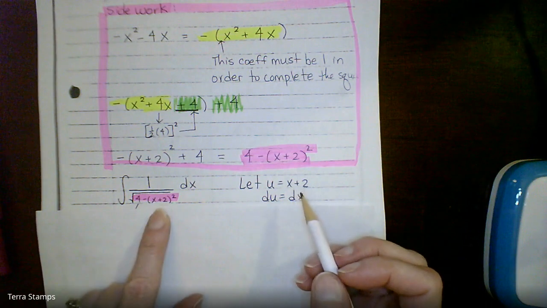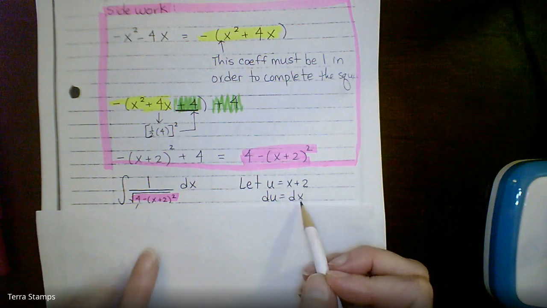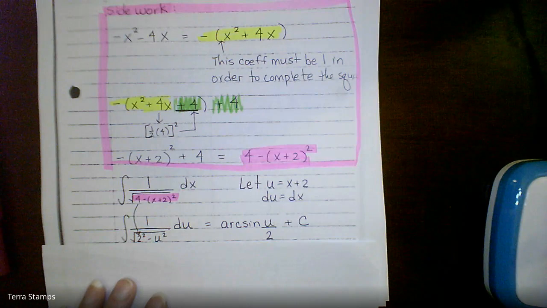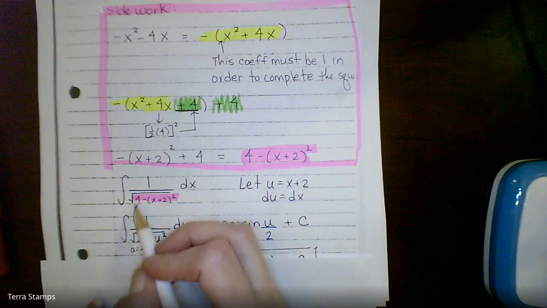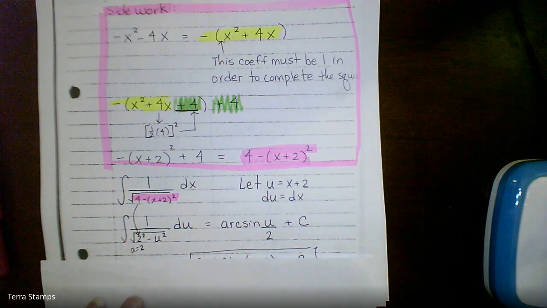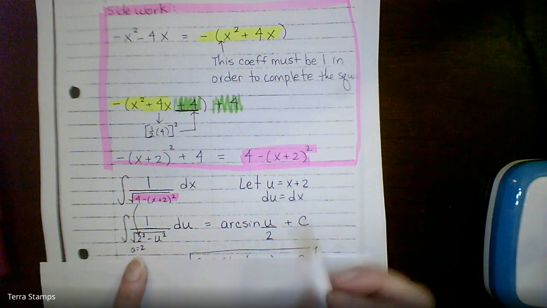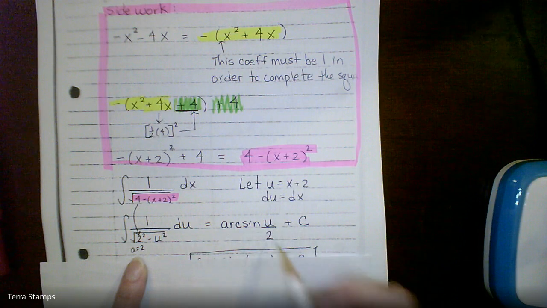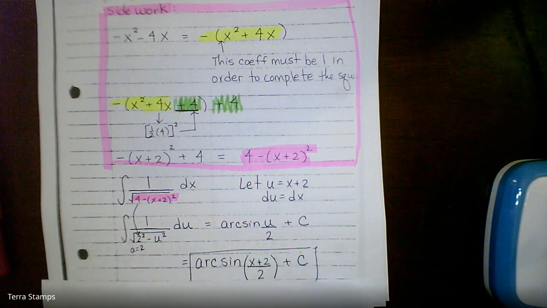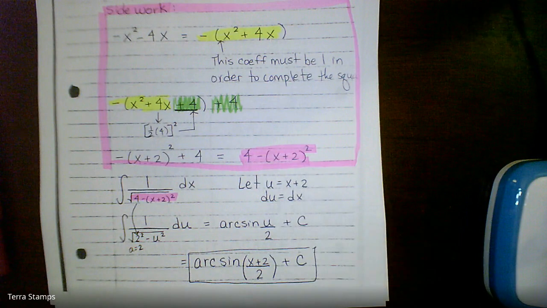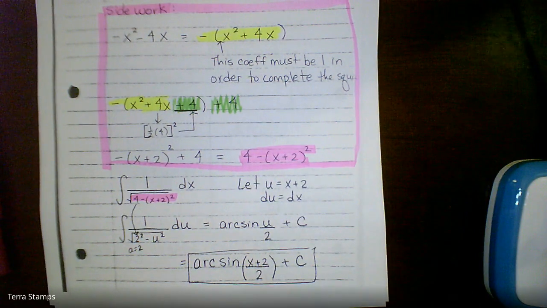So I'm going to let u be this x plus 2. du is dx. We can see here that my a is going to be 2 because that 4 is 2 squared. So this form right here is going to integrate into arcsine of u over a plus c. My a here is 2. And then substituting back in for u, that u was x plus 2. So we'll put that x plus 2 back in there.